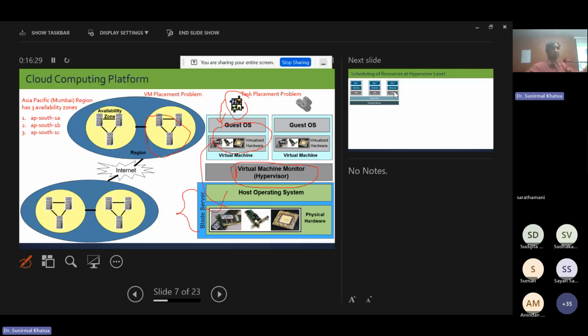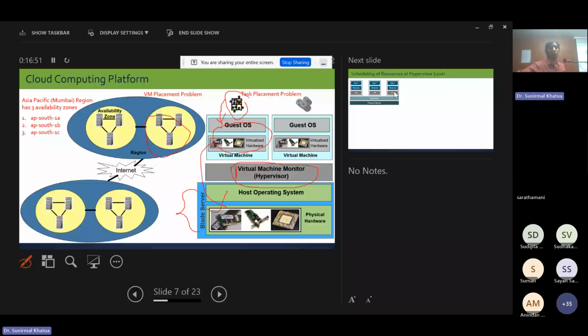So if I look at it from top to bottom, at the top level an application user has some task placement problem. We have to place the tasks, which can be a computational task or a data-intensive task, onto some VM. The next level is the VM placement problem. Those VMs have to be placed into some of the hosts of the data center.